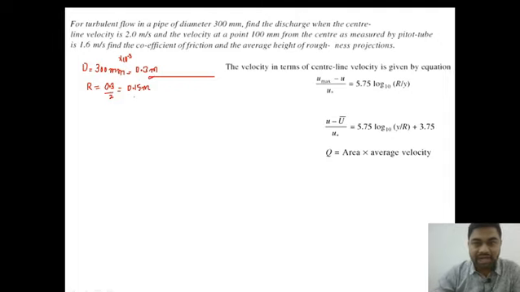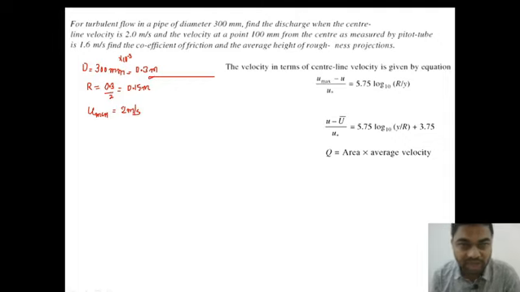So after getting the radius, he has given the center line velocity. What do we mean by center line velocity? The velocity is always maximum at the center of the pipe, so center line velocity means maximum velocity. U max is given: U max is equal to 2 meter per second. He has not given it directly as maximum velocity; he is saying center line velocity.